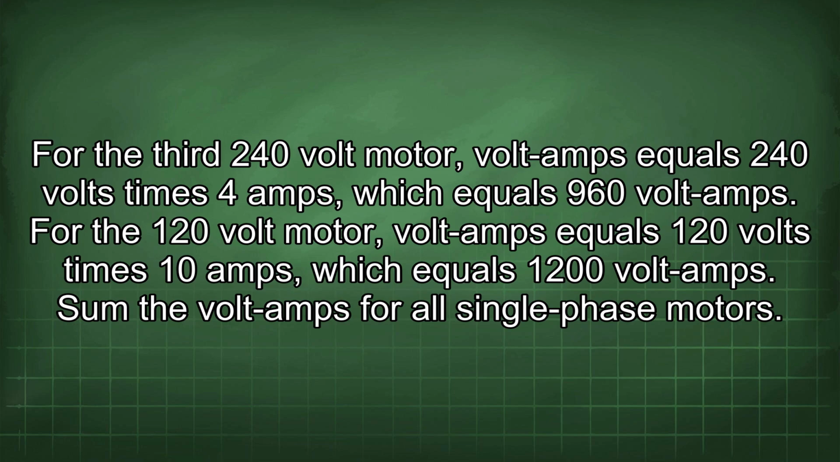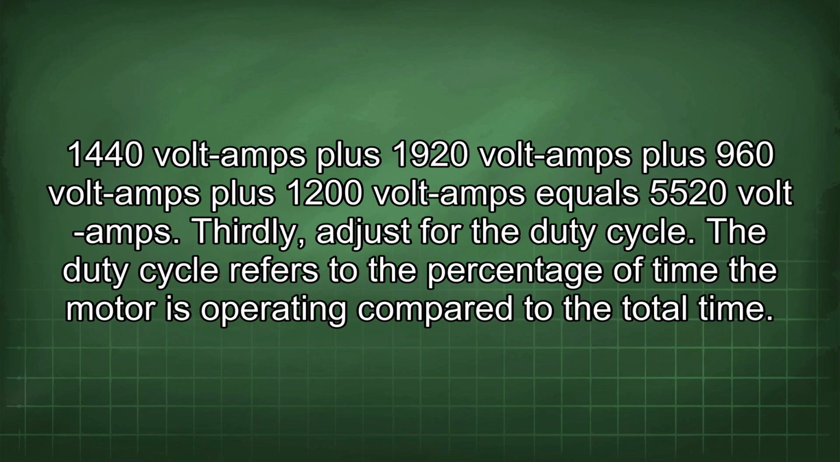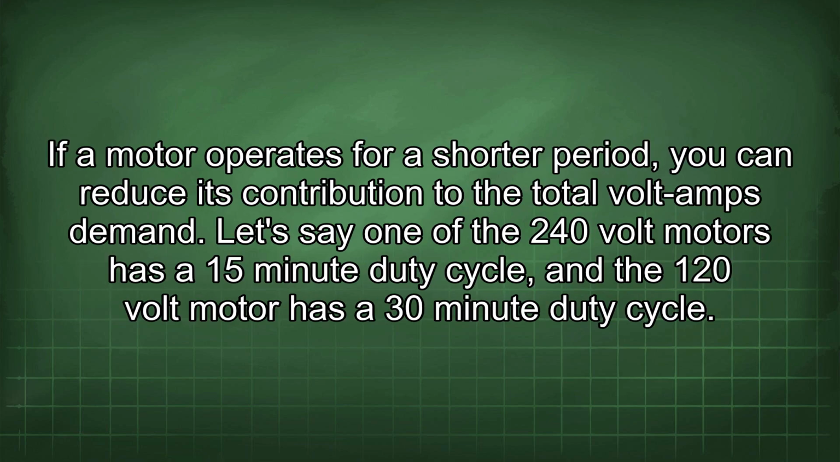Sum the volt-amps for all single-phase motors. 1440 volt-amps plus 1920 volt-amps plus 960 volt-amps plus 1200 volt-amps equals 5520 volt-amps. Thirdly, adjust for the duty cycle. The duty cycle refers to the percentage of time the motor is operating compared to the total time. If a motor operates for a shorter period, you can reduce its contribution to the total volt-amps demand.